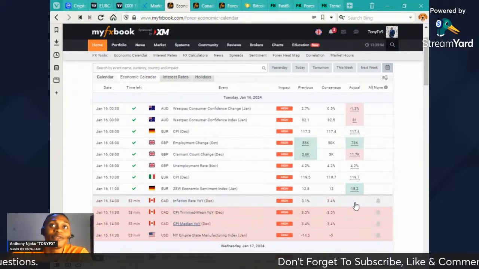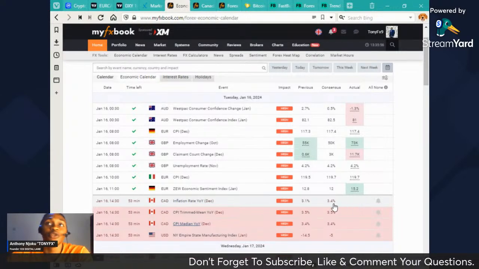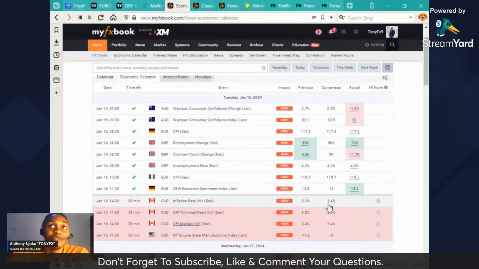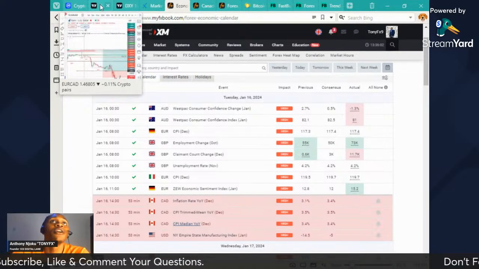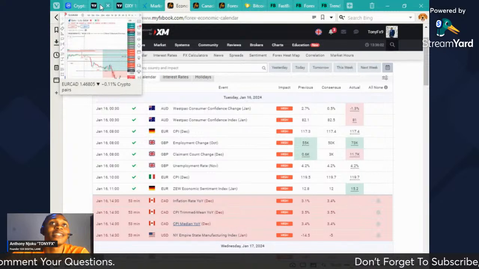So the one we focus more on is 3.4%. If we have something like 3.5, it is good for CAD. If we have 3.4%, it is still good for CAD because the previous one was 3.1%. Understood?